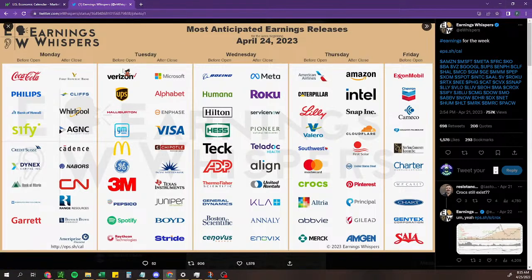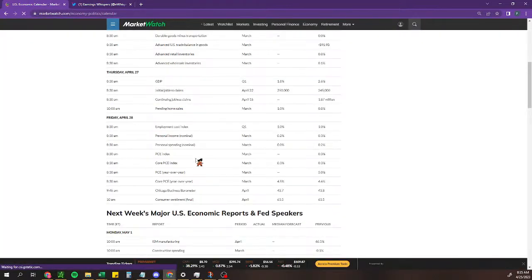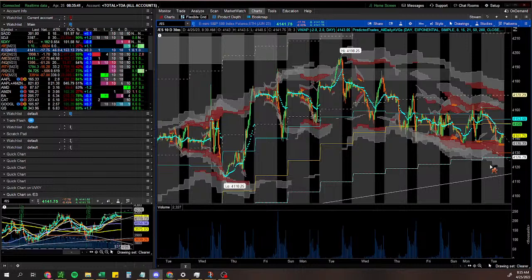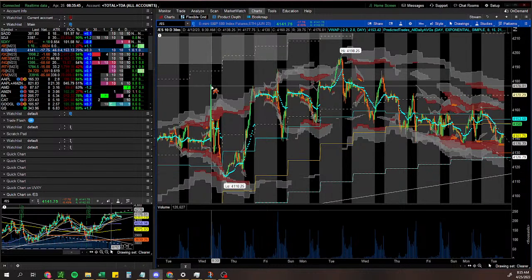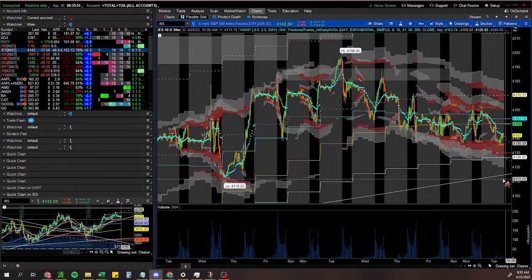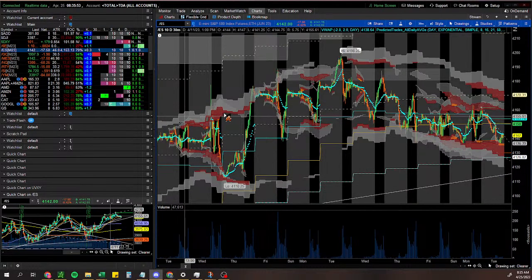So we got plenty on the earnings schedule this week. We've got GDP and PCE coming up Thursday and Friday. Plenty of data points for the market to kind of go sideways, which shouldn't be much of a shock. We have been going sideways for weeks now, in a way. One thing to note, as we have been in this range for a couple of weeks, the daily 21 has slowly caught up to us.